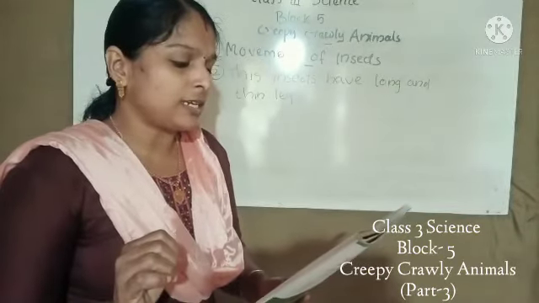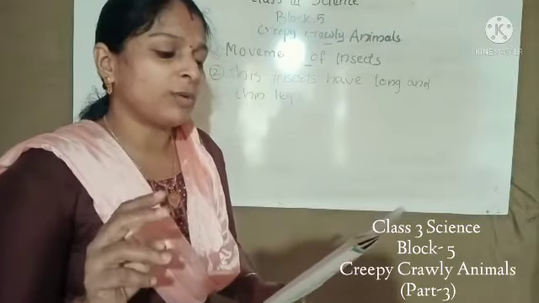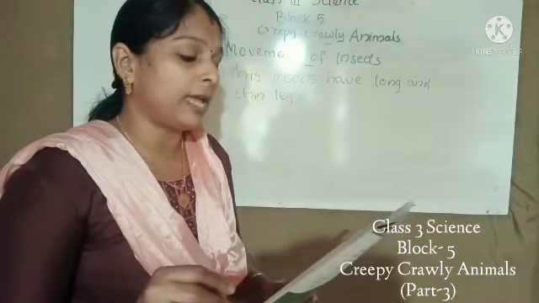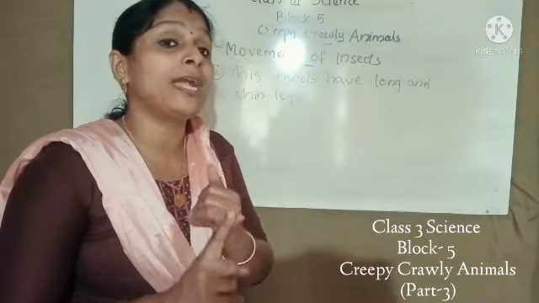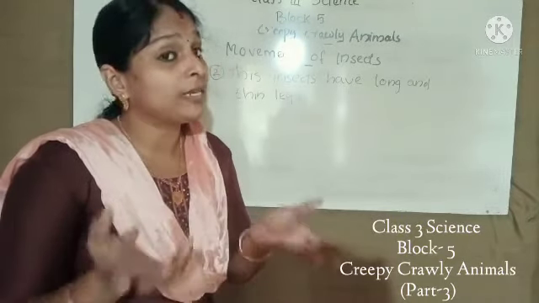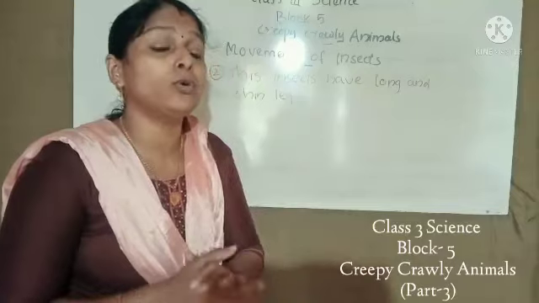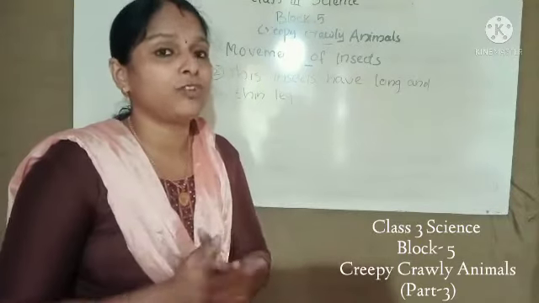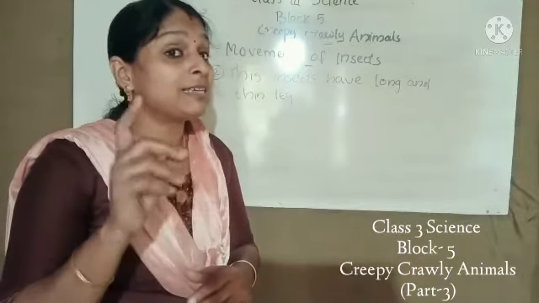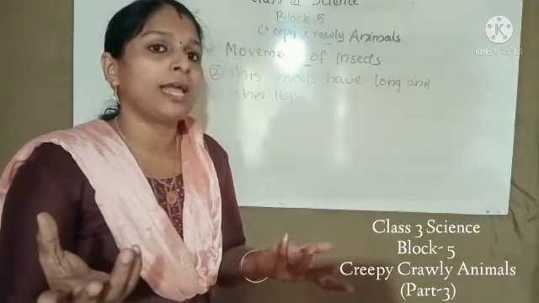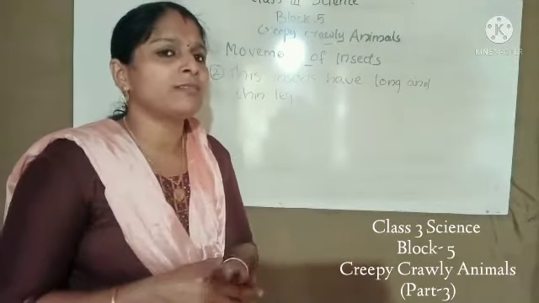The next question is, write two differences between the body of an earthworm and the body of a cockroach. Cockroach body is divided into head, thorax and abdomen, but earthworm body is not divided into head, thorax and abdomen. Then we can say one more difference. Cockroach has 6 legs, but earthworms do not have legs. These are some differences we can write.